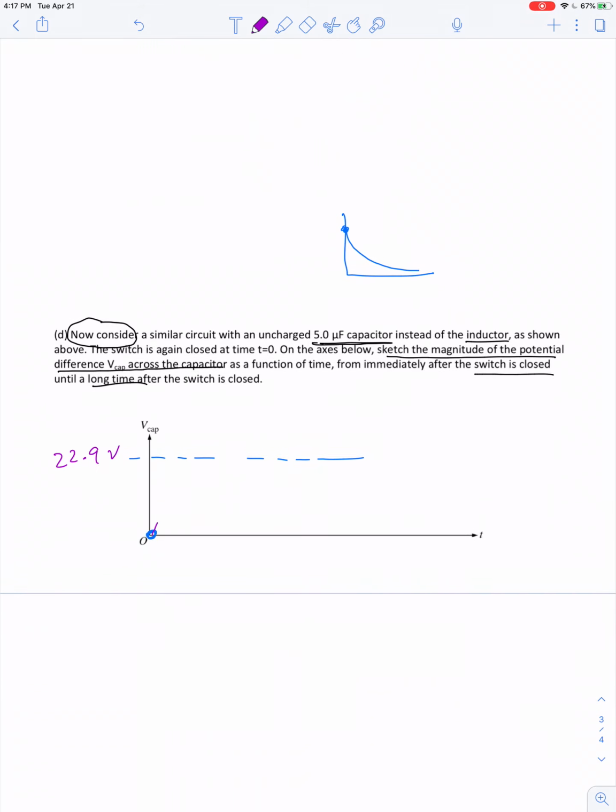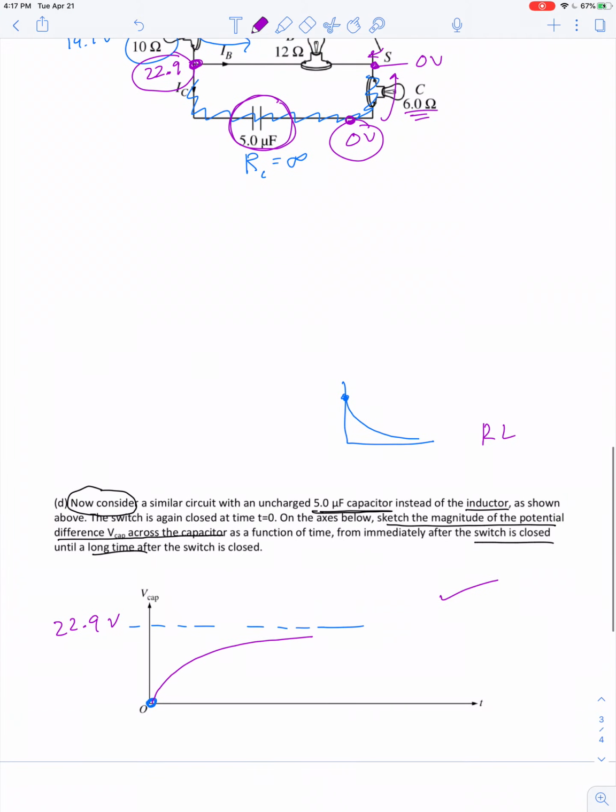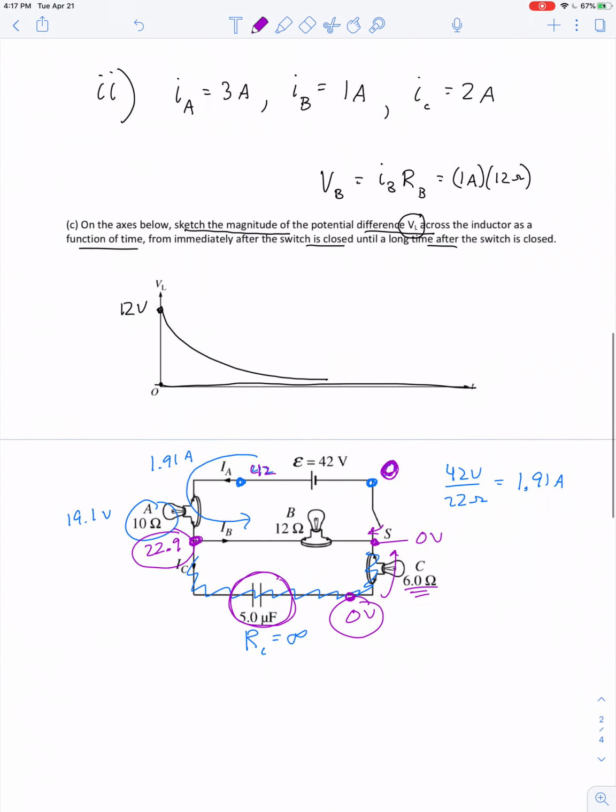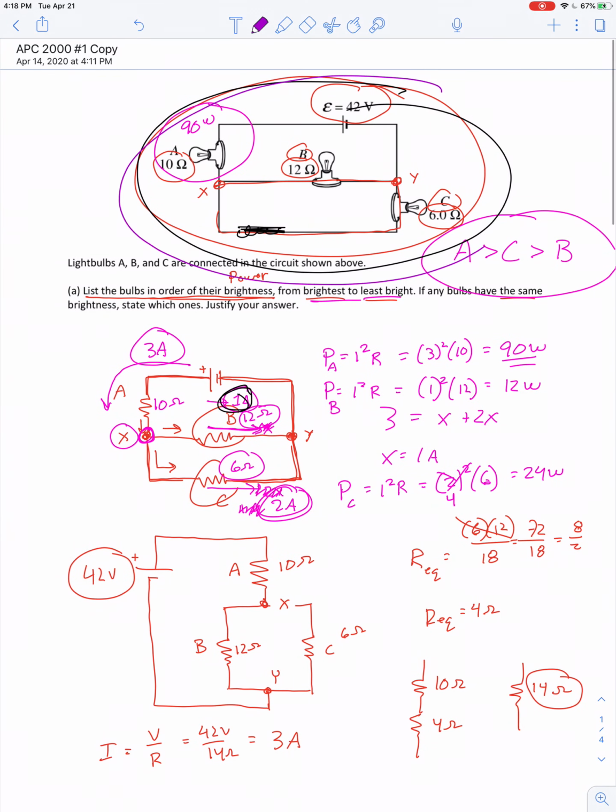and there's the graph. So just another good review problem, not only in RL circuits but also in RC circuits. There's an RC circuit, there's an RL circuit, and here's just a combination circuit of resistors.